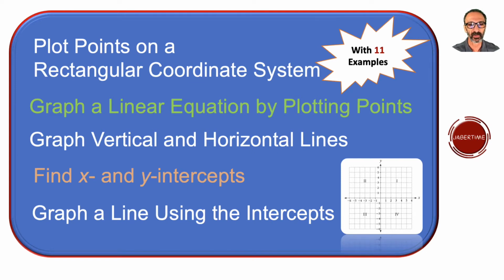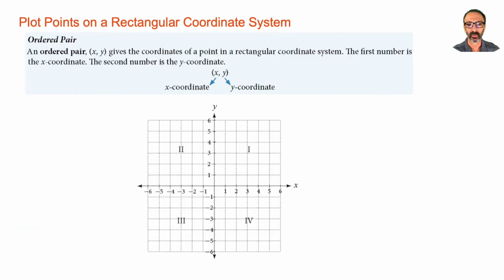Today I'm going to go over plotting points on a rectangular coordinate system, graphing a linear equation by plotting points, graphing vertical and horizontal lines, finding the x and y intercepts, and graphing a line using the x and y intercepts. To get started, we will start talking about the ordered pair.